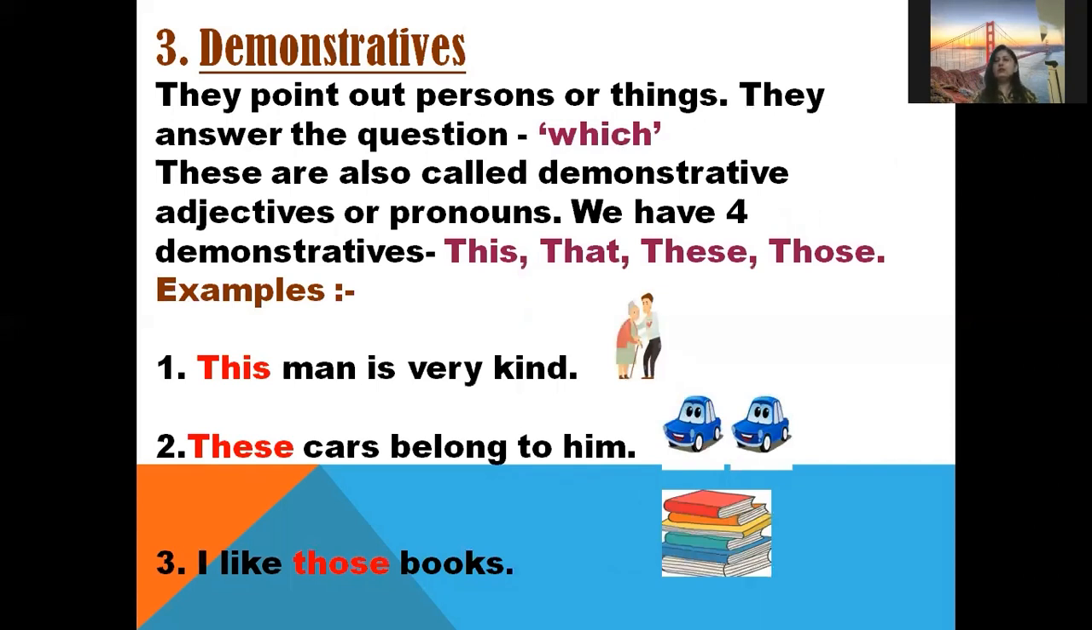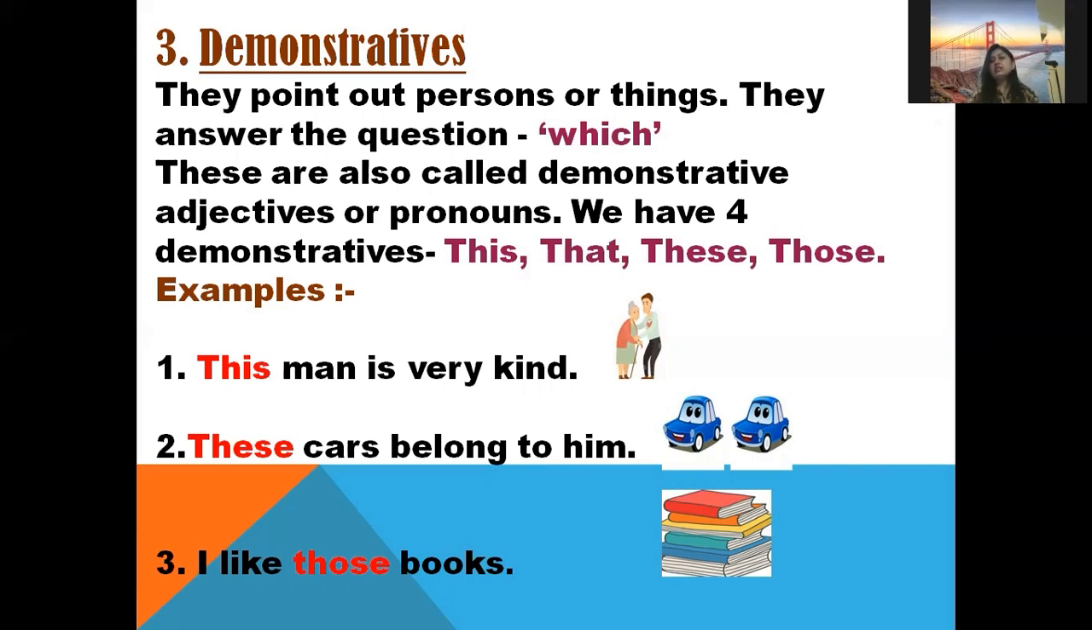Now let us move further to the next type of determiners. The next ones are demonstratives. They point out persons or things. They answer the question which. They are also called demonstrative adjectives or pronouns. When we are pointing out certain nouns, like for example, this book or that book, these books or those books, these words, this, that, these, and those, are included as demonstratives.